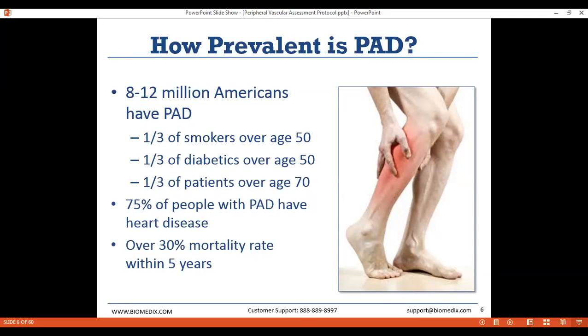However, if you look at specific groups like smokers over the age of 50, diabetics over the age of 50, or all patients over the age of 70, you suddenly start finding a lot more patients. About a third of patients in each of those three categories, over 50 with a history of smoking, over 50 with a history of diabetes, or over the age of 70, suffer from PAD.